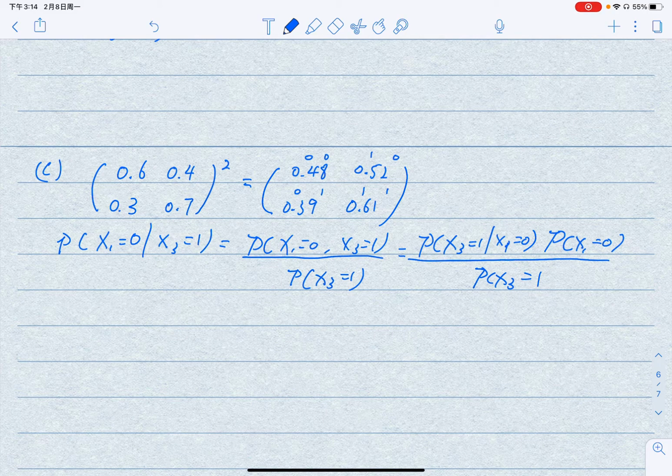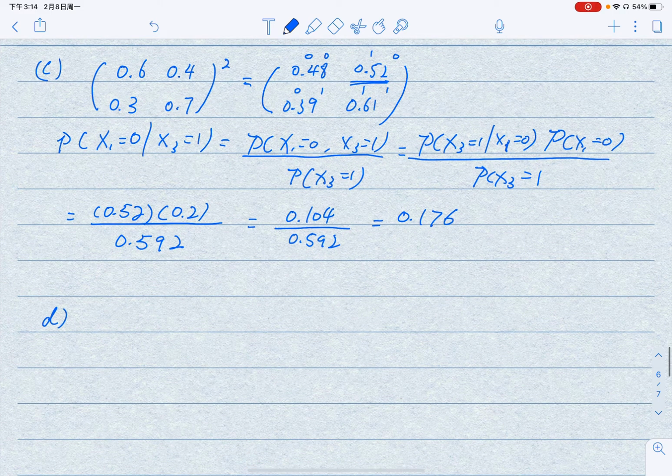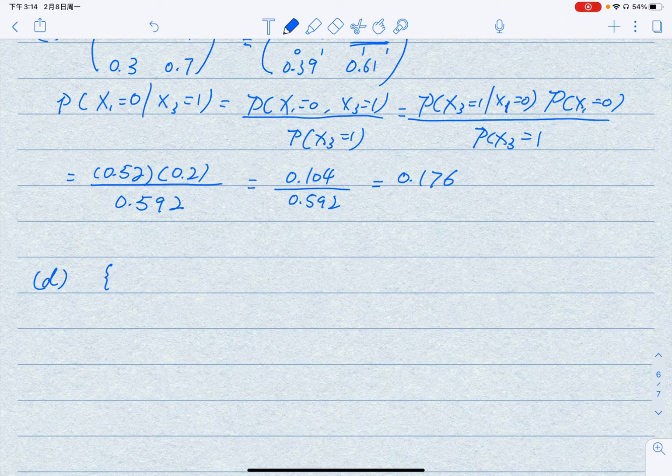Now we put in the numbers we calculated from the matrix. While the first input is 0, the output equals 1 is 0.52, times 0.2 as given, divided by 0.592 from the answer of the last question. That equals 0.104 divided by 0.592, and we have 0.176.